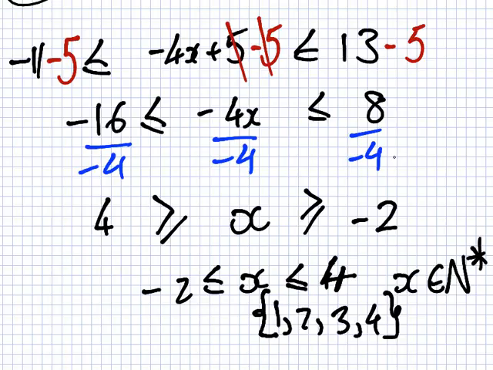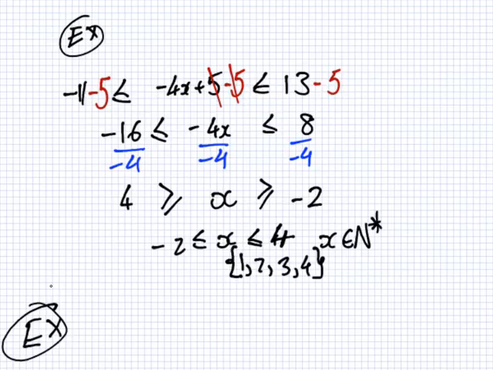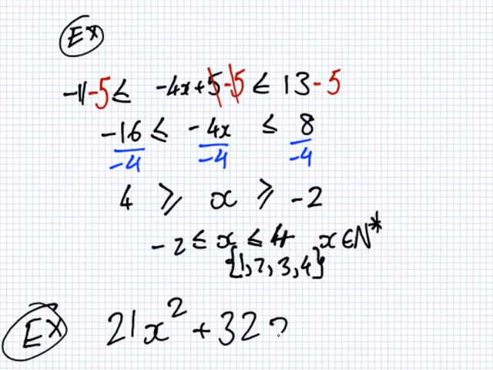Okay, let's zoom out a bit. Right, so far all the examples we've done have all been linear, which, it's not so difficult. We'll have a look now at a quadratic example. So we'll say 21x squared plus 32x plus 12 is greater than or equal to 0.